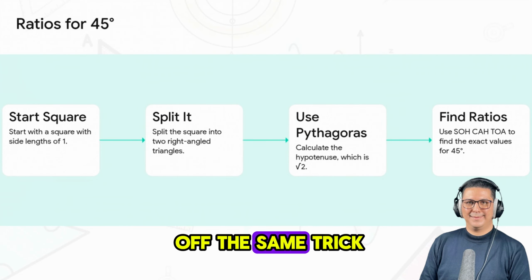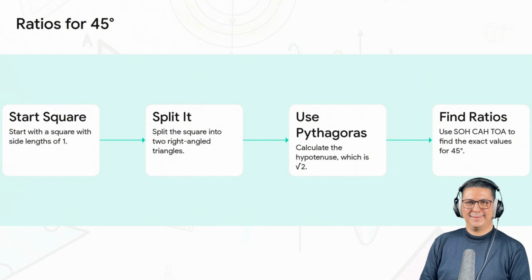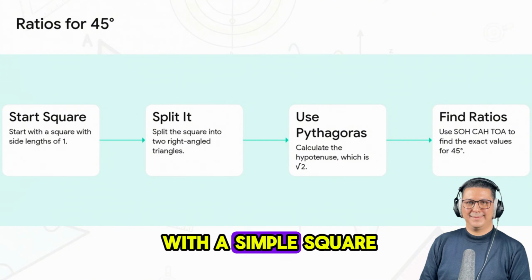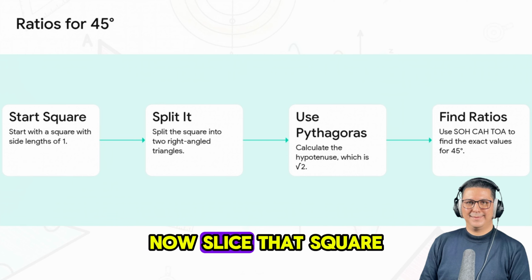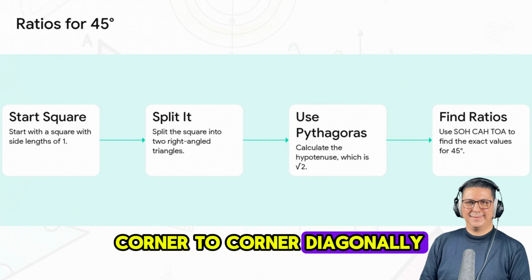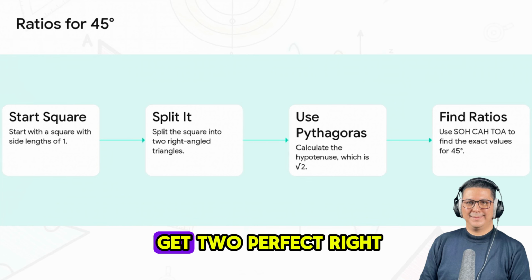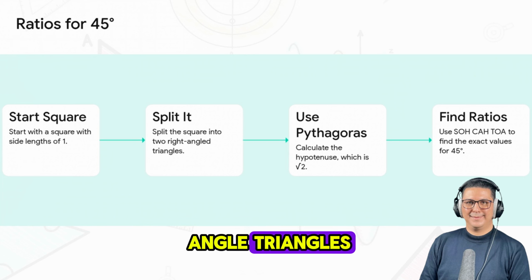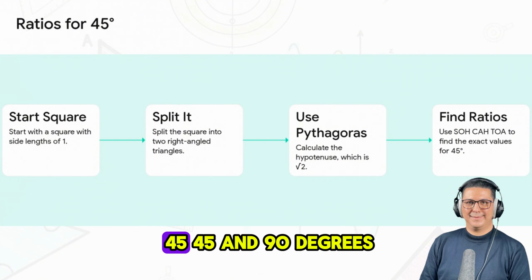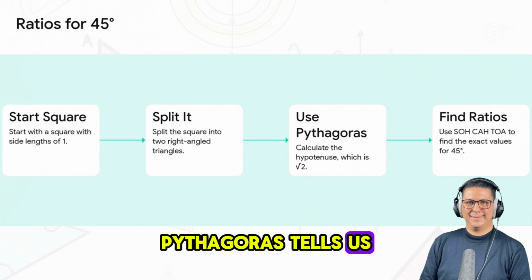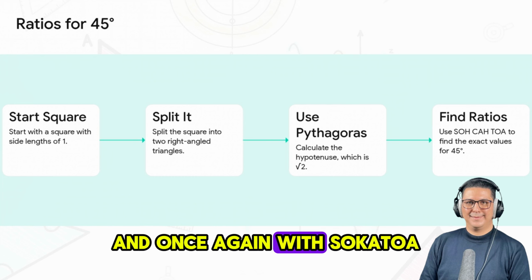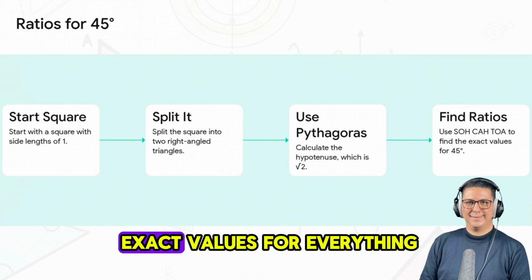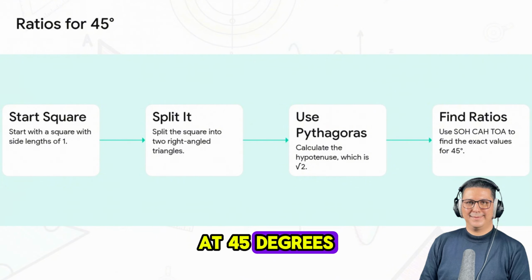And we can pull off the same trick for 45 degrees. This time, let's start with a simple square where each side has a length of 1. Now slice that square corner to corner, diagonally, and what do you get? 2 perfect right-angled triangles, each with angles of 45, 45, and 90 degrees. Pythagoras tells us the new hypotenuse is the square root of 2. And once again, with SOHCAHTOA, we can find the exact values for everything at 45 degrees.